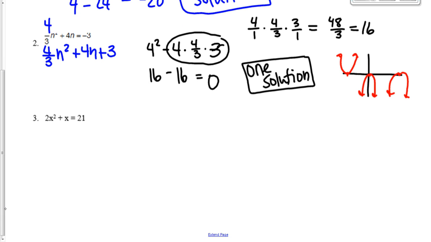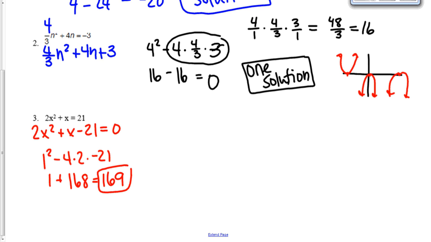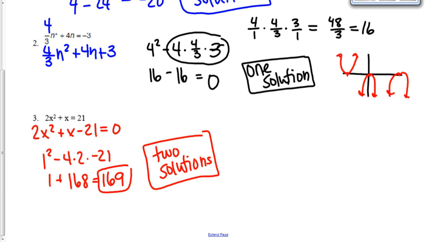Okay? Y'all try number 3 on your own. I'm going to pause it. Okay, you should get a discriminant of 169, which means that there are 2 solutions. We don't know what they are. We have no clue. Those solutions could be 2 and positive 2. They could be 8 and negative 4. We don't know what they are. We just know that there are 2 of them. It is worth it for us to continue investigating this problem and find what the 2 solutions are.